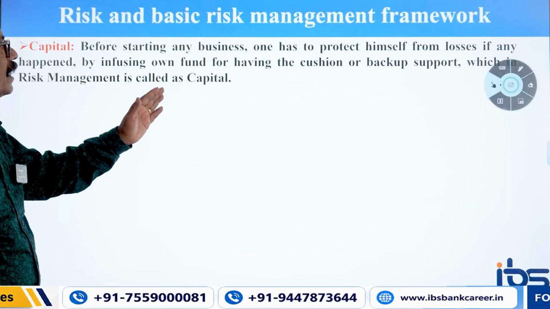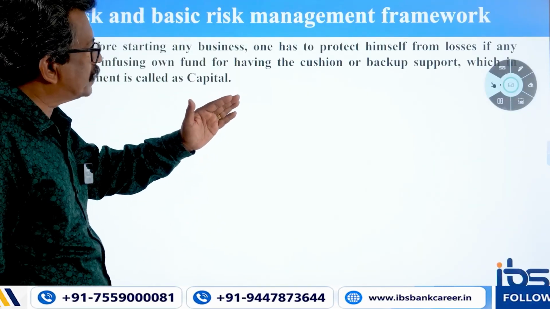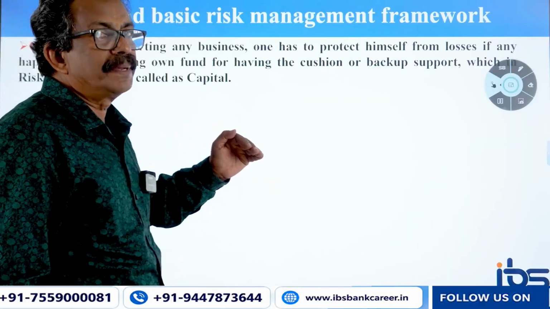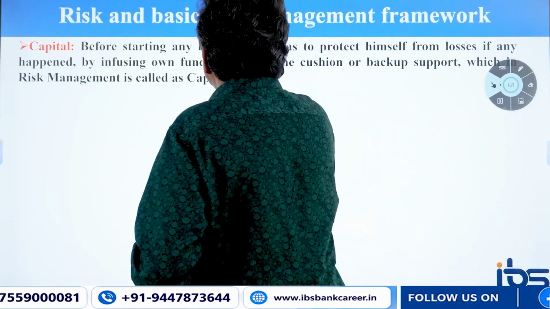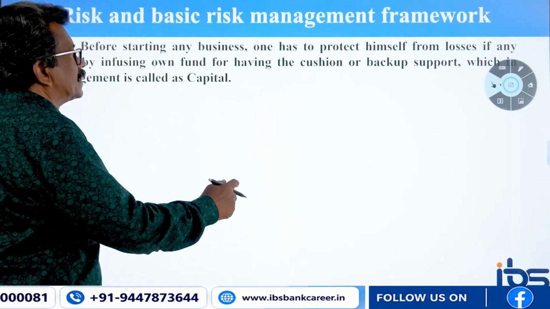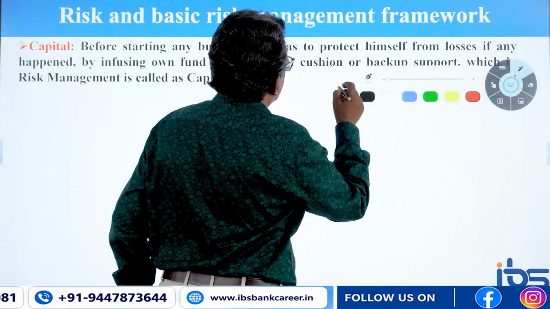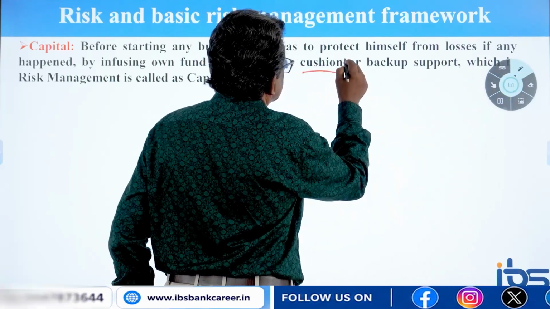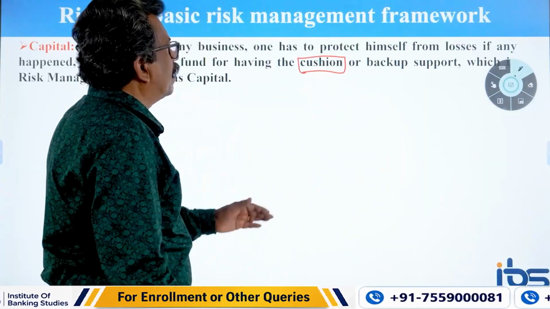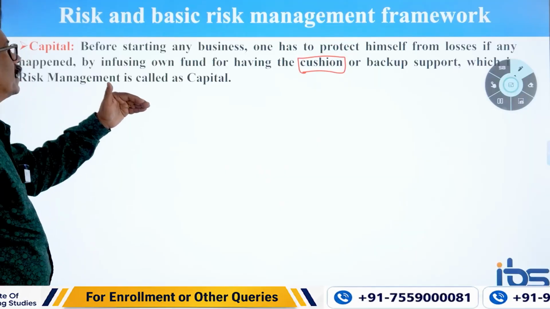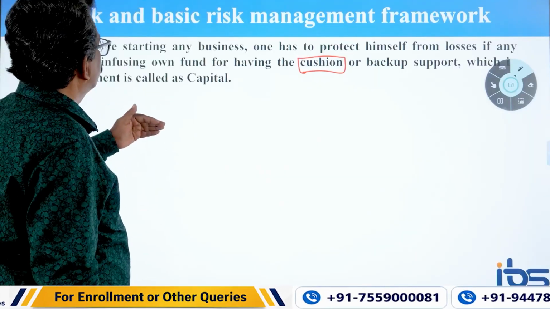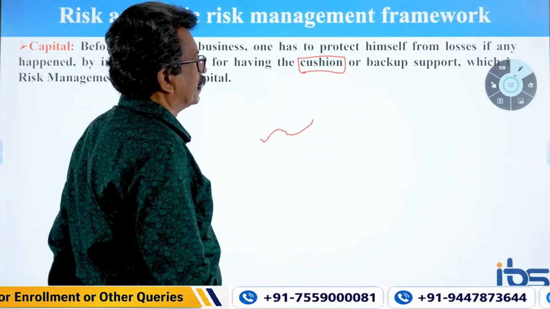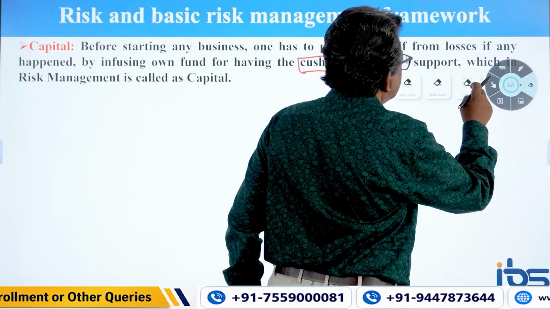So, capital: before starting any business, one has to protect oneself from losses, if any happen. That is, the uncertainty has to be addressed, by infusing one's own funds to have a cushion. So, what is the cushion? The cushion is required to absorb any losses, a loss absorption function or backup support, which risk management calls capital. So, in risk management, maintenance of that cushion to absorb the loss, or backup support, is called capital. So, capital is the basic requirement.